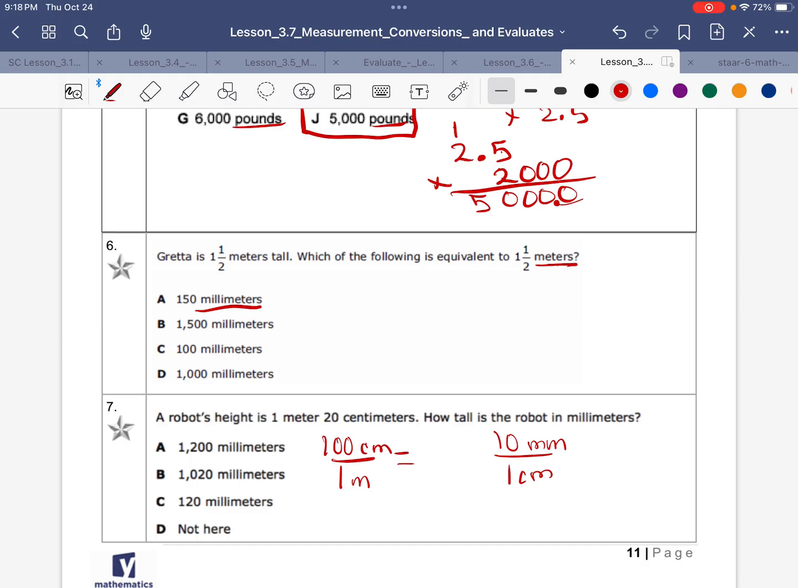So the robot's height. Oh, we're not even on this one. We're on this one up here. Sorry, guys. 100 centimeters, 1 meter. Hopefully you didn't make the mistake I did. 10 millimeters, 1 centimeter. So we have meters. So 1.5 for our 1 1/2 right here, meters. And then we need to figure out what is the centimeters.